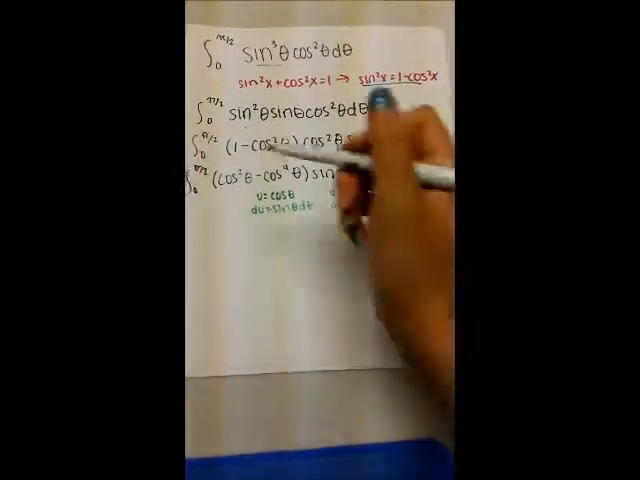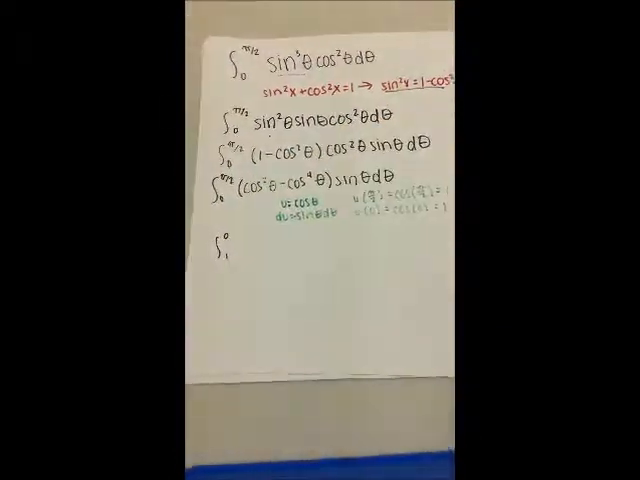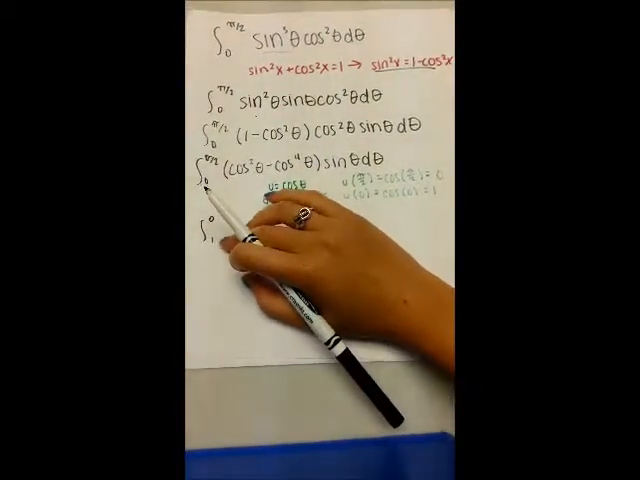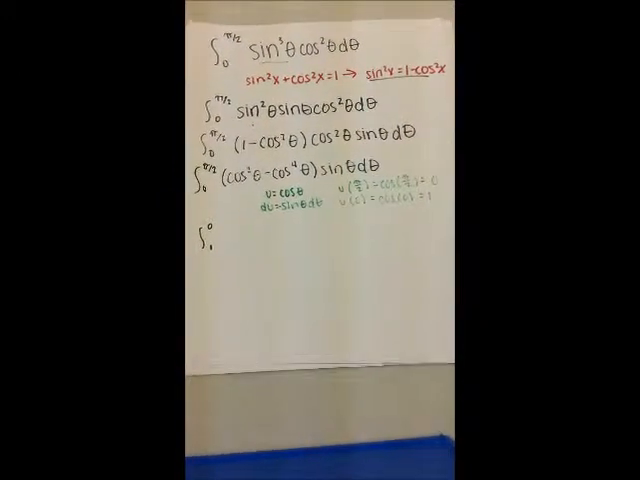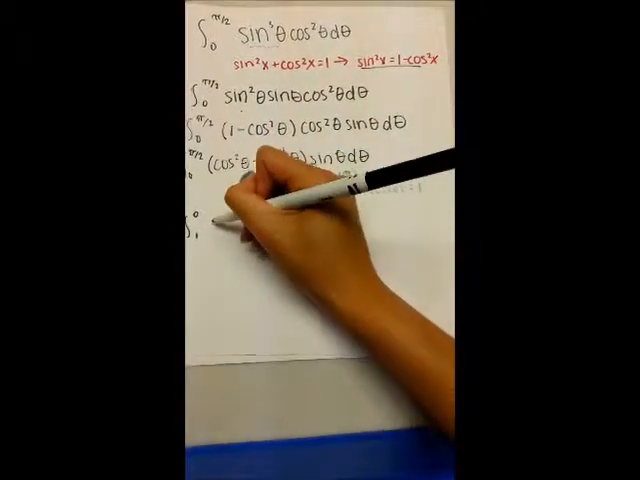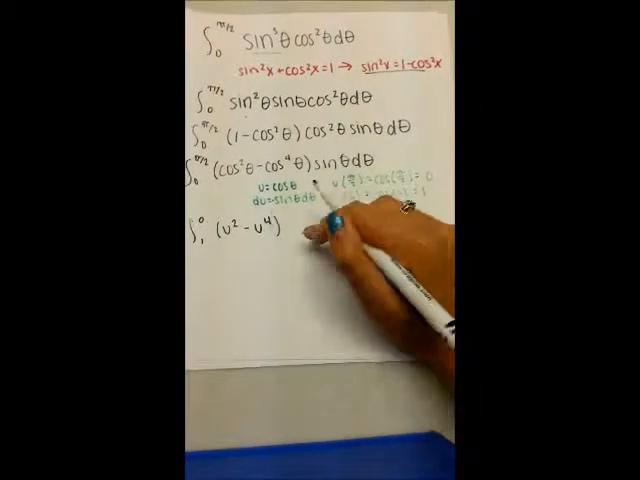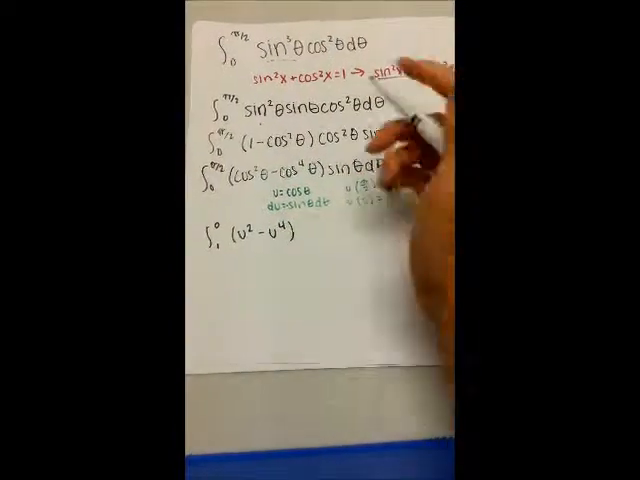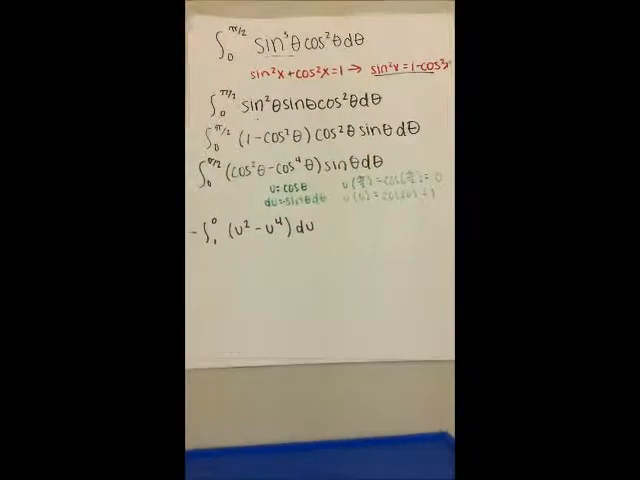So now we can plug those in with their new ranges. We don't want to change the order, even though going from 1 to 0 doesn't really make sense, but we'll just keep it like that and see what happens. So now, plugging in our u substitution, we get u squared minus u to the fourth. And then we have negative sine theta d theta as our du. We have sine theta d theta, so we'll put a negative in the front to get that.